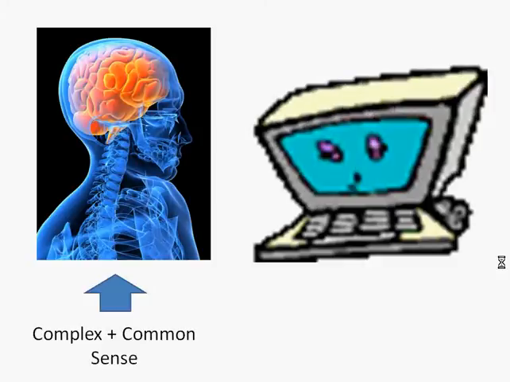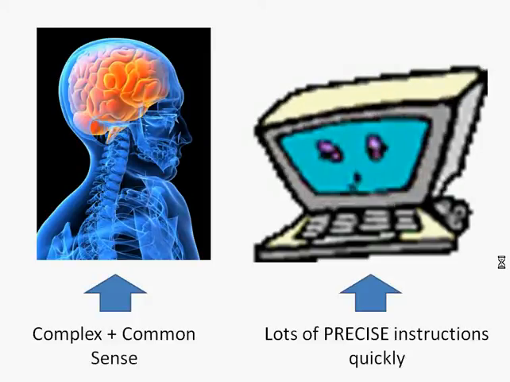At this point, it's worth mentioning that the human brain is much more clever and much more complicated than the poor old computer. Our human brain is a very complex thing. Plus, we have something called common sense, which a computer doesn't have. A computer can process and work out lots of precise instructions and do it very quickly.